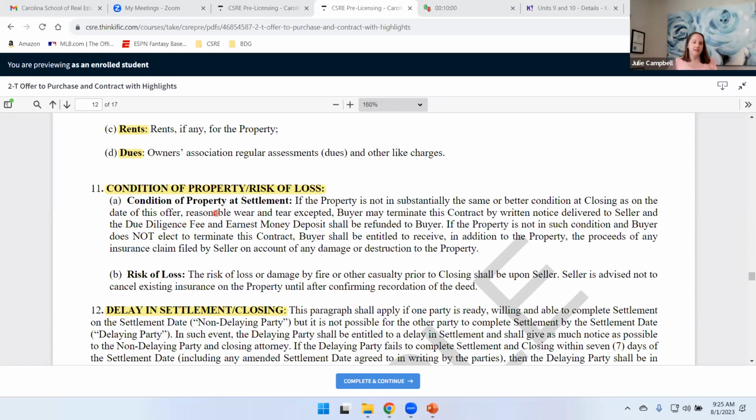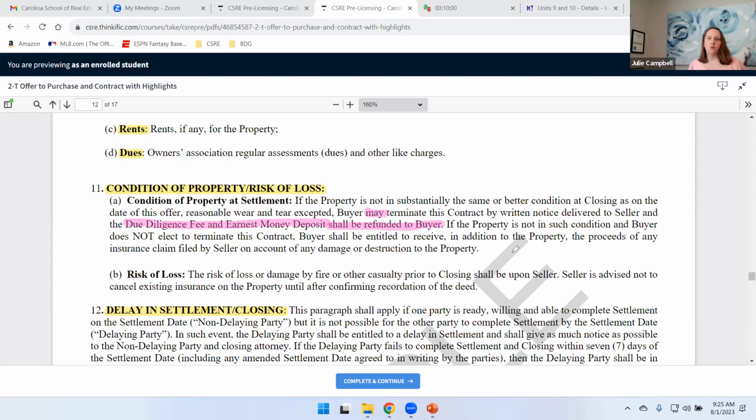So if it's not in the same condition, reasonable wear and tear expected, the buyer may terminate this contract by written notice delivered to the seller. If they terminate because the property is not in the same or better condition at closing, then the buyer will get their due diligence and their earnest money back.